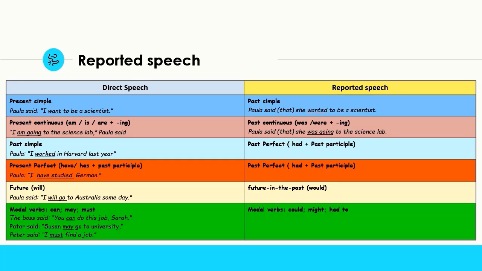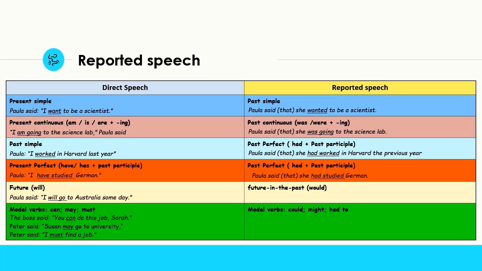Let's see the third. Yeah, very good. Paula said that she had worked in Harvard the previous year. Let's see the fourth example. Outstanding. Paula said that she had studied German.